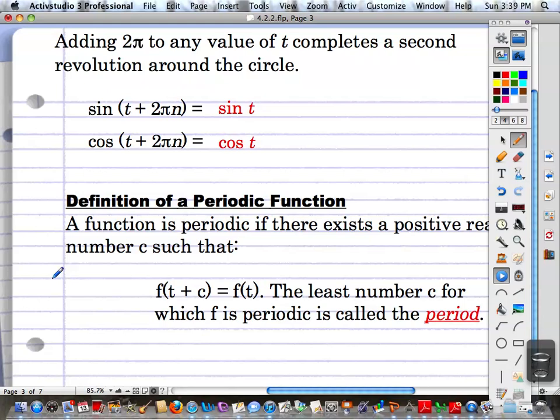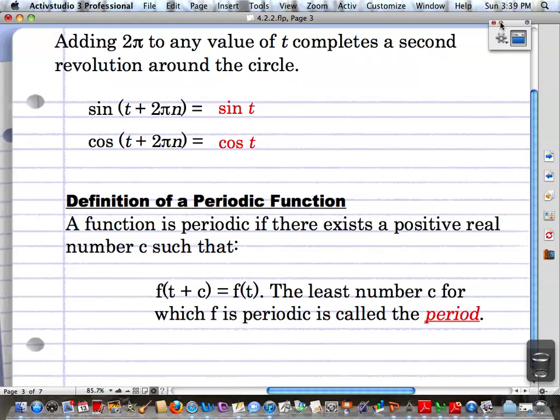And what we call that is a periodic function. A periodic function occurs when I have some real number c such that when I add that value to the function input I started with, I still end up with the same value in the end. And the smallest value of c for which that repeats is called the period. So the period will have to do with when I start repeating the same output values that I had in the beginning.